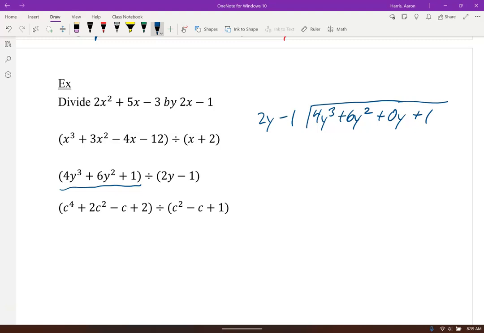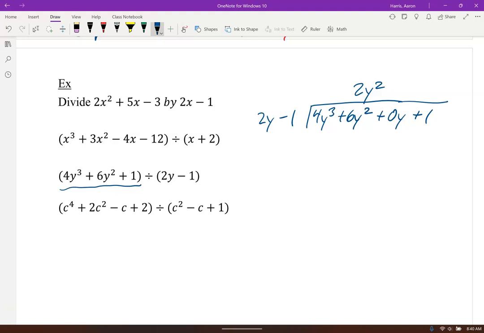Okay, so if you put that placeholder in, 0y, because there's no y term, that'll help you line this up real nicely. All right, so then the question is, what times 2y gives me 4y cubed? Here's the other way to ask that. What does that give you? So it's 2y squared. Now let's multiply through.